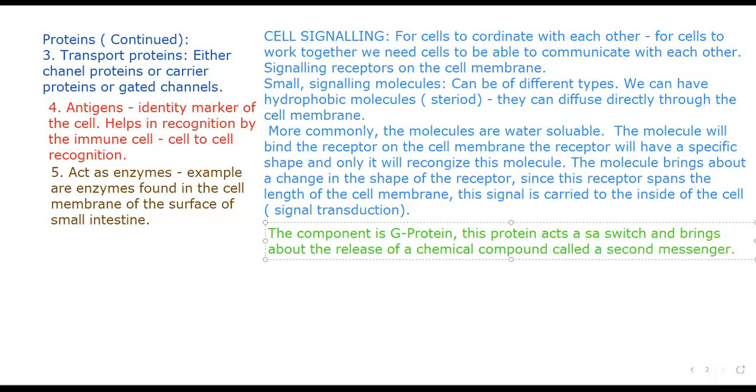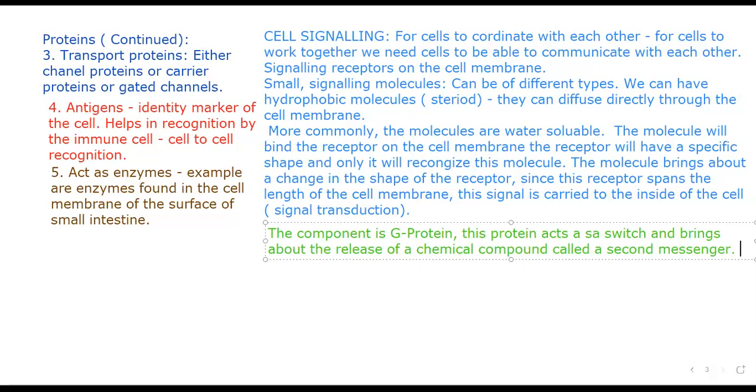So the signaling molecule was the primary messenger. We don't usually call it that, but it acts as sort of a primary messenger, bringing the message for the first time. That message is carried from the outside of the cell membrane to the inside. Inside the cell membrane, we have the G protein, which helps carry that message from the cell membrane to the second messenger.